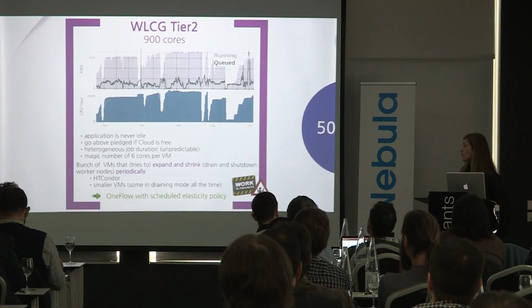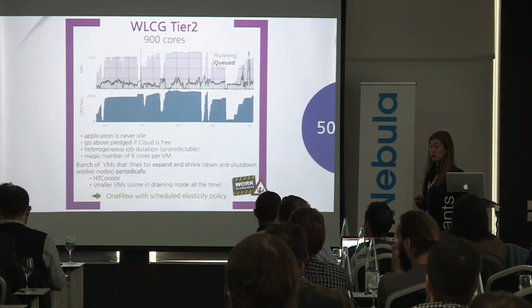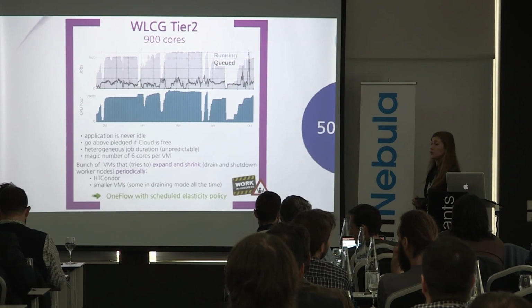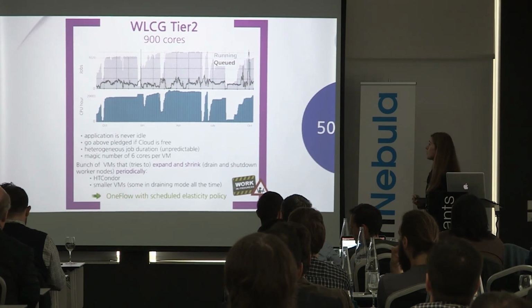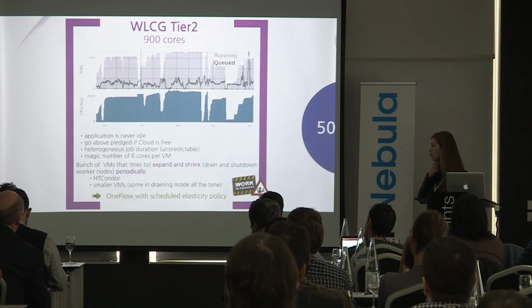And then we would like to do something similar with the WLCG Tier-2, which is roughly 900 cores. The problem is that this application is never idle, because if you see the profile of the running jobs, this is CPU hours on the bottom, but it doesn't matter, it means that there are always running jobs. The more machines you put, the more jobs you will have running.